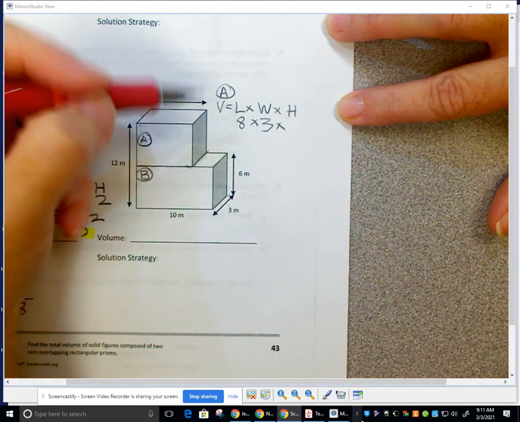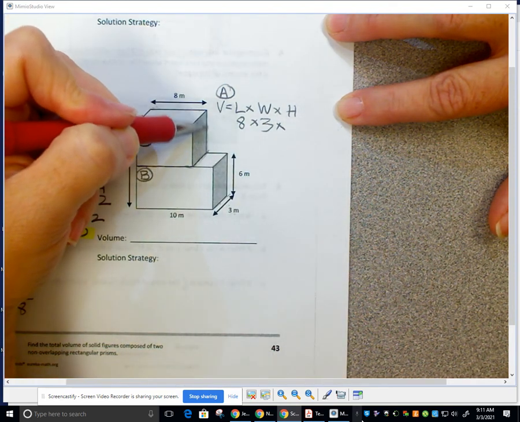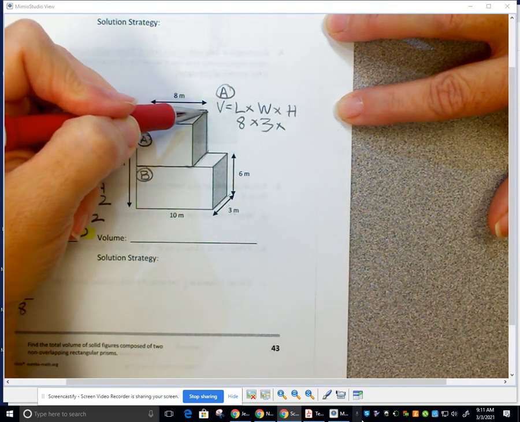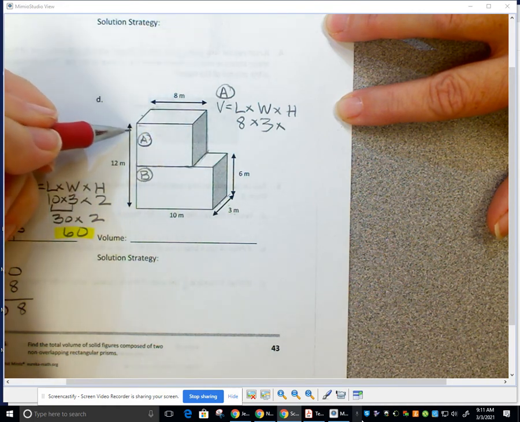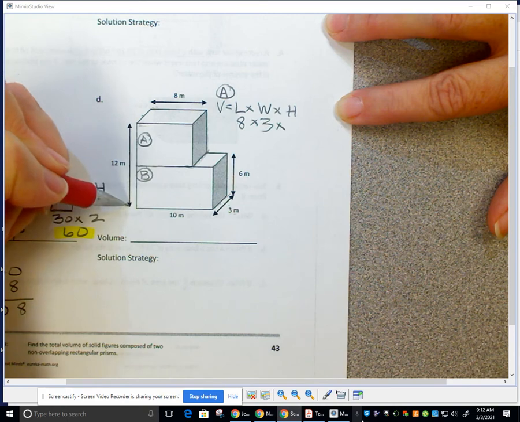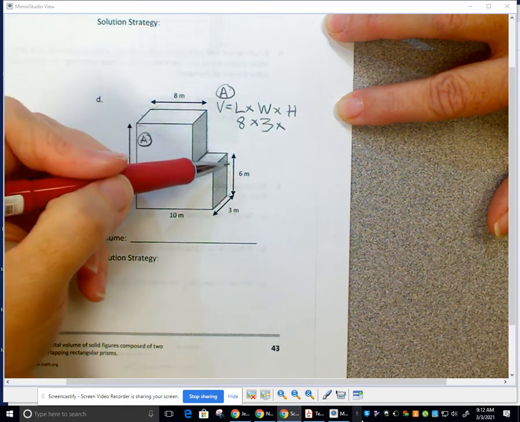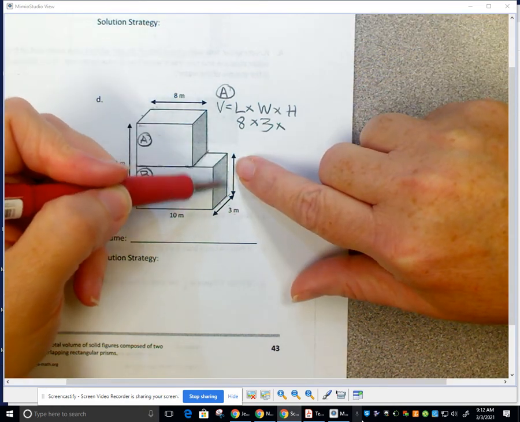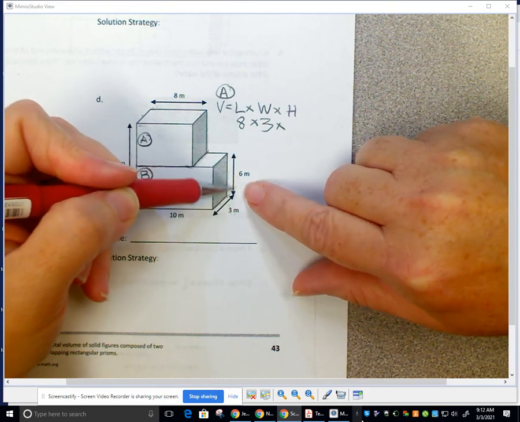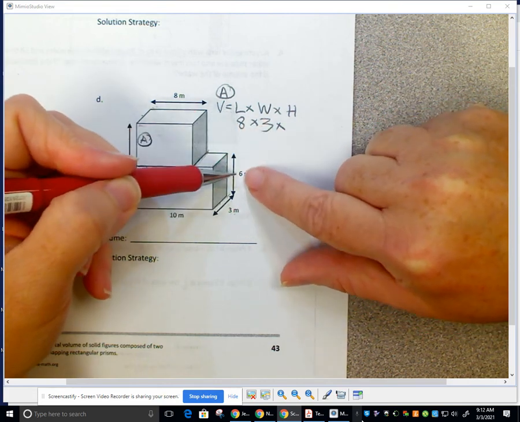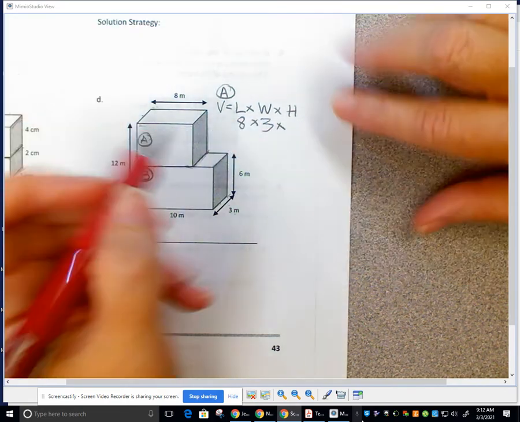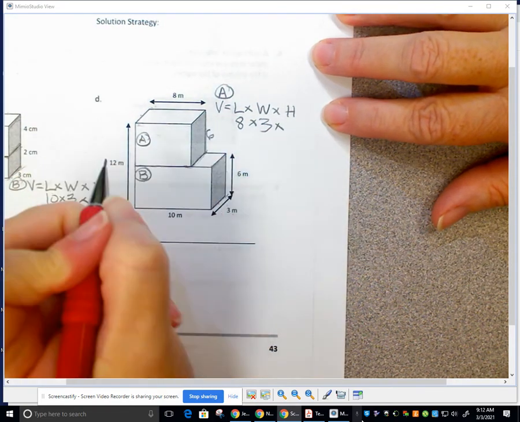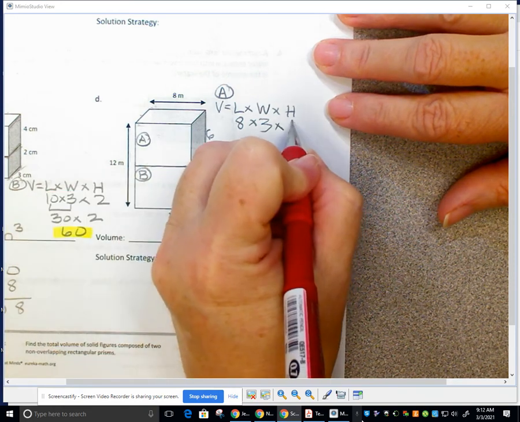And the height from here to here. Again, I don't see a number. Over here, I don't have a number, but I know the whole thing is 12. Now, over here, they're saying this is 6. So if all the way up would be 12, 6 plus this would have to equal 12. So that would mean that would be 6, right? So that's my height.